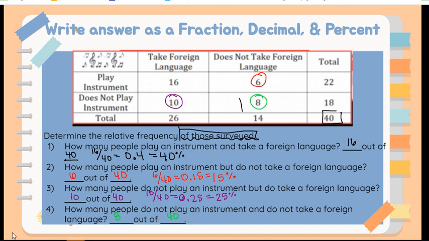Whoop, that color's not too good. I hope you can see that. Let me try a different one. Yellow is a little better.